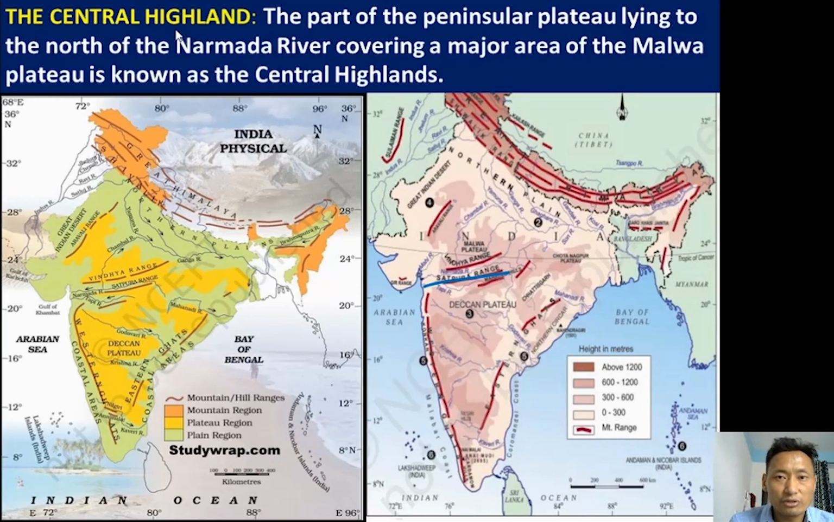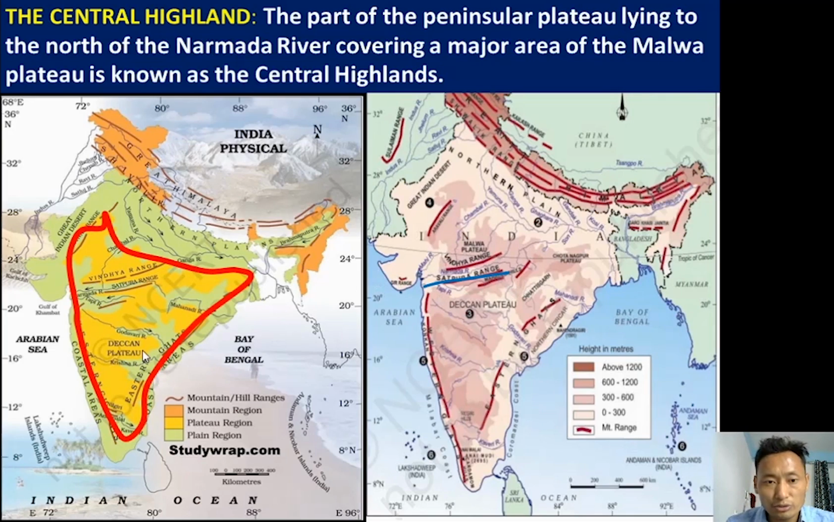The Central Highland is the part of the peninsular plateau lying towards the north of the Narmada River. This is the location of the Narmada River. The peninsular plateau is an irregular triangle in shape, and it is further divided into two, the Central Highland and the Deccan Plateau. The location of the Central Highland is north of the Narmada River. This blue line shows the river Narmada.